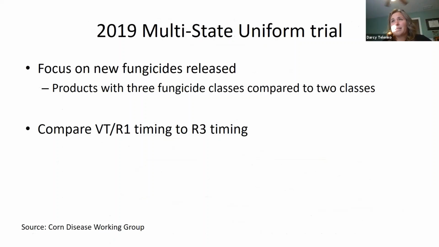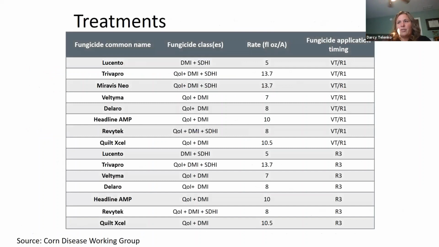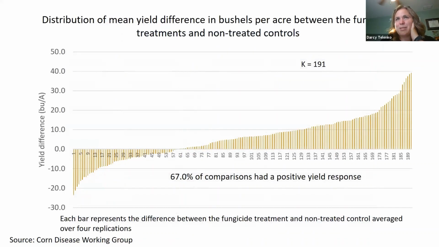And so in 2019, we started to look at a multi-state trial, looking at some of these new fungicides. We wanted to compare the products with 3 modes of action to the 2 modes of action, and then look at the VT/R1 timing versus a later timing of R3. This is all the products we looked at that are out there on the market, and we went with a group at VT/R1, and then we repeated the group again at R3 to compare that. I'm just going to show one table of this, but we'll be pulling more data this year.